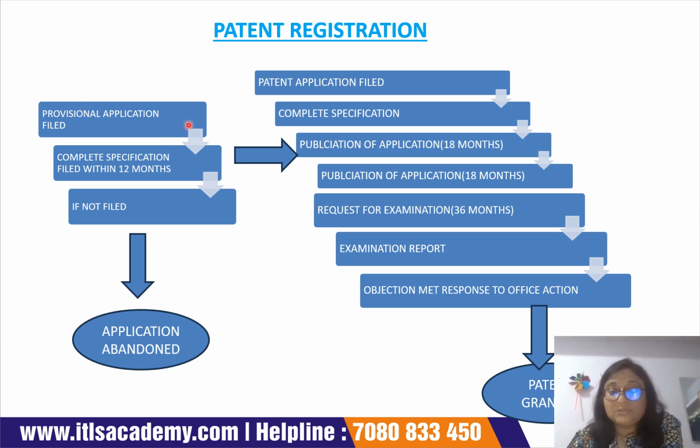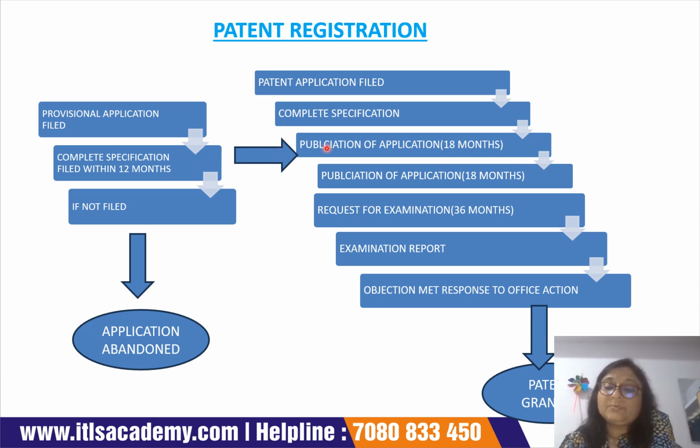Then this point is important to be noted: within 12 months, like you filed it today, then within 12 months from today, you have to file the complete specification. If you do not file this complete specification in 12 months, your application will be abandoned. Now we will move to here, like you filed the complete specification, or you directly file the complete specification, or you file it through here, the complete specification within 12 months.